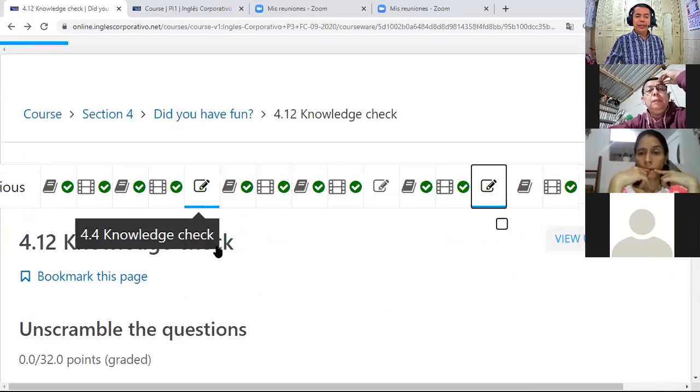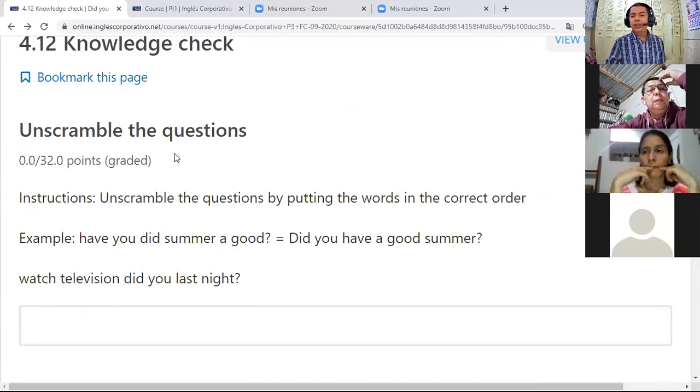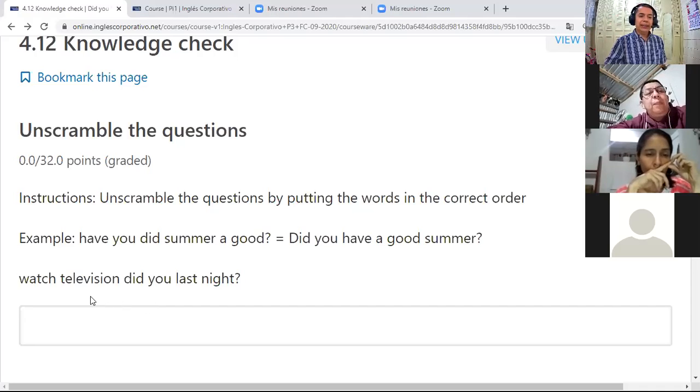the knowledge check, right? Unscramble the questions. Las preguntas están desordenadas y las vamos a ordenar, right? Unscramble the questions by putting the words in the correct order. So, you know these are questions, right? Lo primero que sabemos que son preguntas. Y lo primero que vamos a hacer es poner el did. Yes? Good.